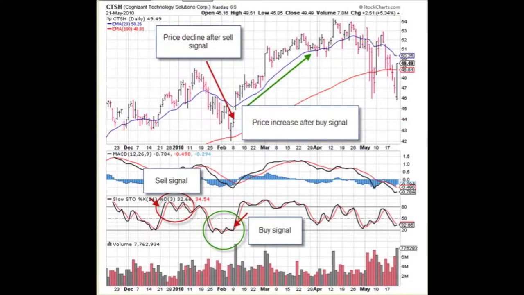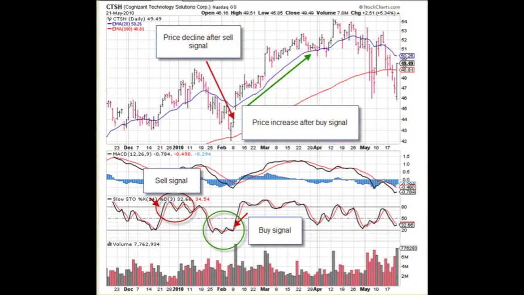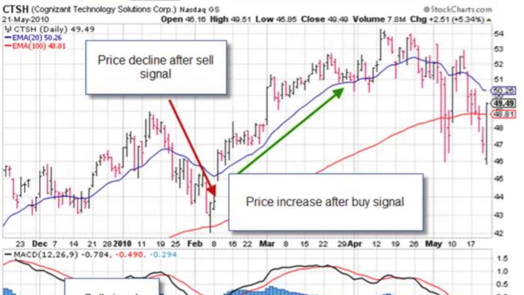Now a buy signal is when the oscillator moves from below 20 to above, and a very bullish buy signal is when it happens twice and pops above the 20th percentile twice in a short period of time, as shown on the screen in front of you. If you take a look at the green arrow above that, you could see as soon as that buy signal happened, the price of the stock significantly increased.